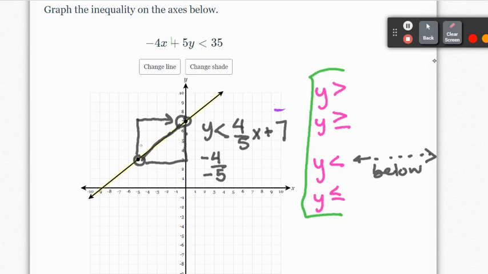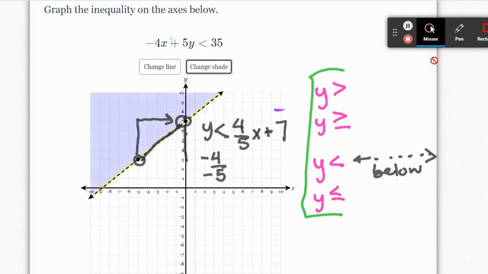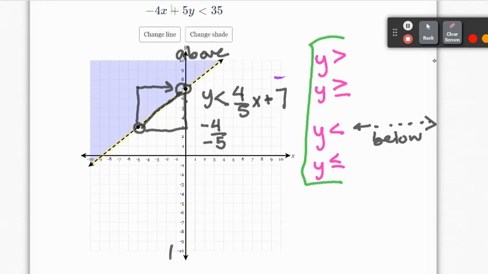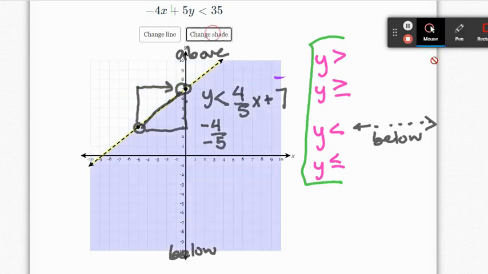So I click change line to be dashed. I change shading. That's above shading. This is where shading is above because it's heading toward that top where I wrote above last time. This is above. I need it to shade below. You should be reaching toward the bottom arrow of the Y axis to be shading below. So I click change shade one more time.